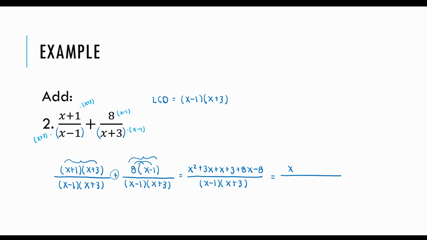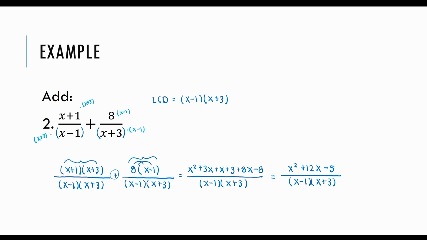There's nothing to combine with the x squared. We've got a 3x, a 1x, and an 8x. So that's going to give us 12x. And then we have 3 and negative 8, which gives us negative 5. My denominator, like I said, do not factor that or multiply it out, I mean.